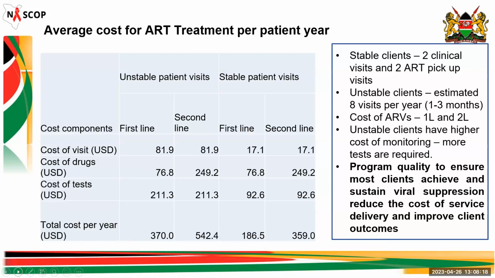So that is indicative, and we were able to demonstrate what it takes to do for a second line and what it takes to do for a first line. The lab costs become more because for an unstable client, you need to do a little bit more tests compared to the rest.